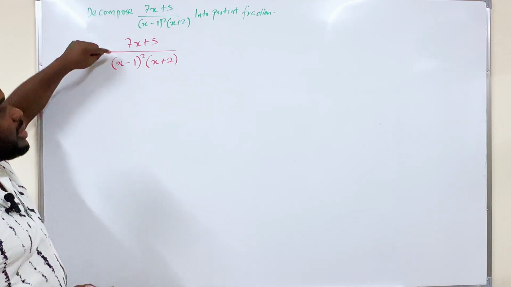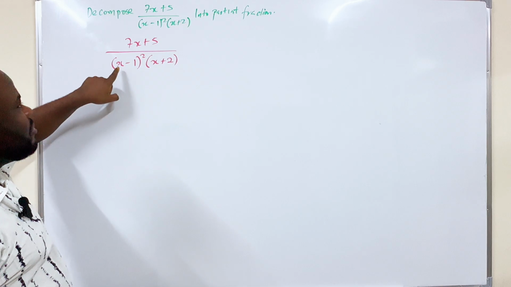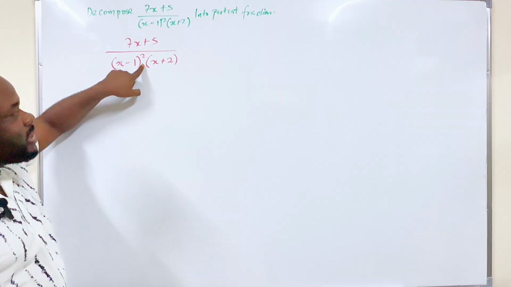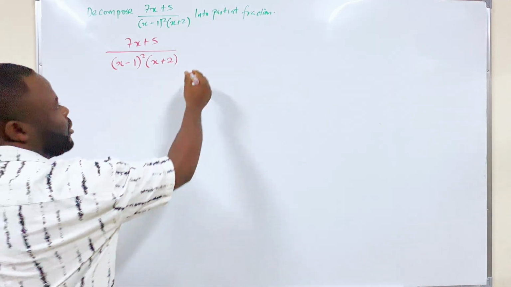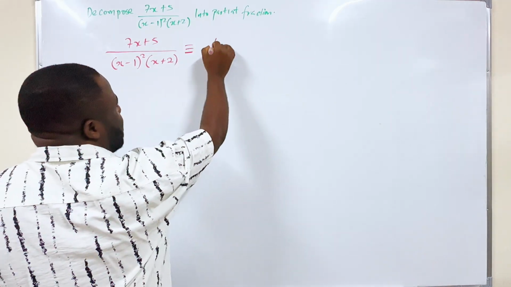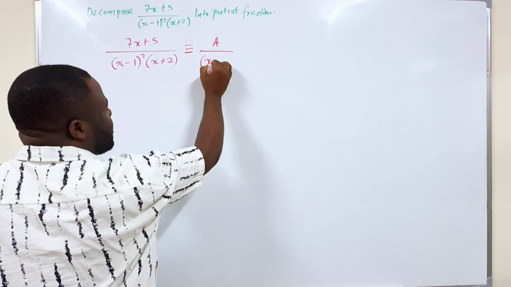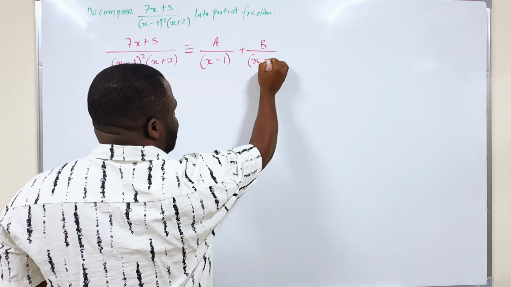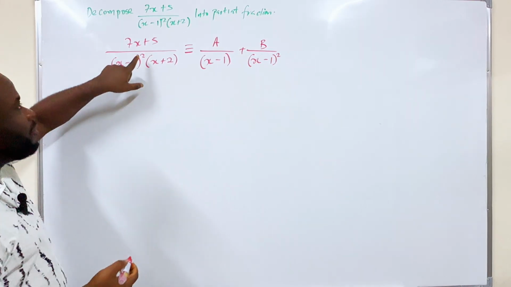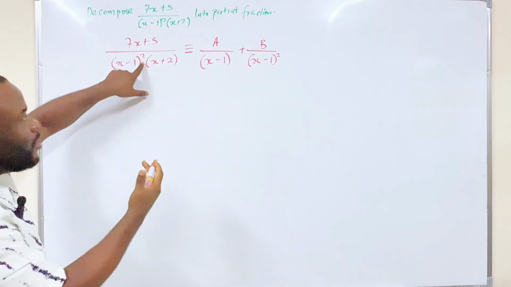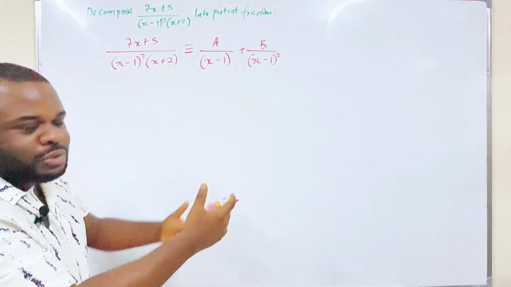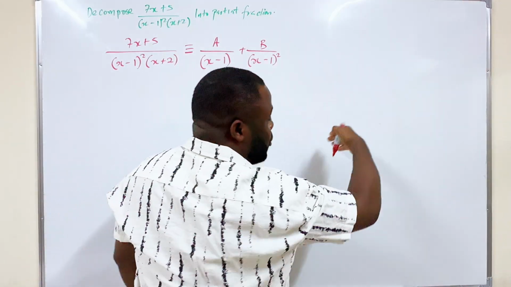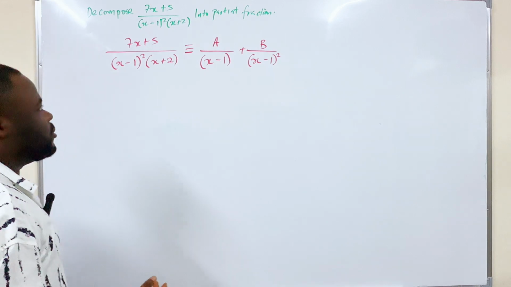So when you look at the denominator, you see that we have (x - 1) to the power 2. So this power 2 is a repeatable factor. So what does it mean? We say this is equivalent to A over (x - 1), then plus B over (x - 1)². So if you have a cube, you do it 3 times. If you have to the power of 4, we do it 4 times, okay? So the next will be (x - 1) to the power 3. The other one will also be (x - 1) to the power 4, and so on and so forth.